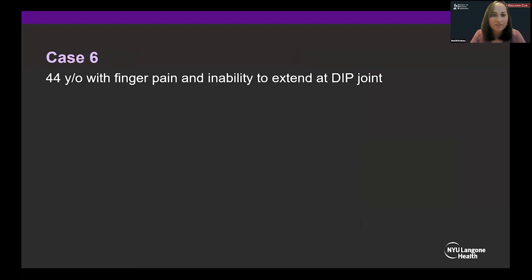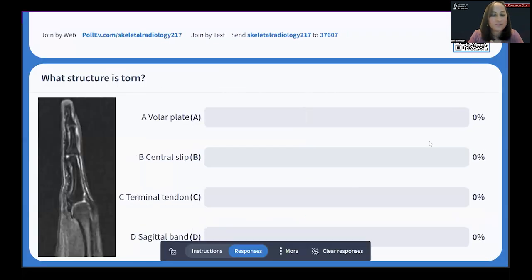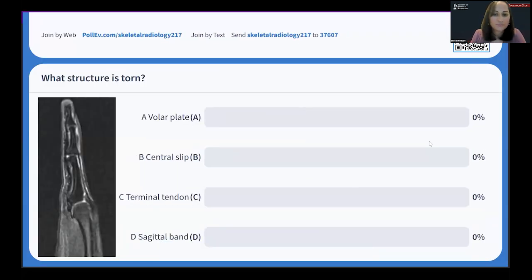Okay, so we'll move on to our next case. This is a 44-year-old with finger pain and inability to extend at the distal interphalangeal joint. Okay, so now which structure is torn?